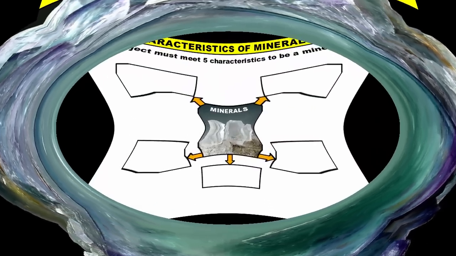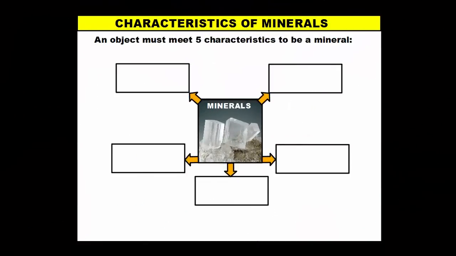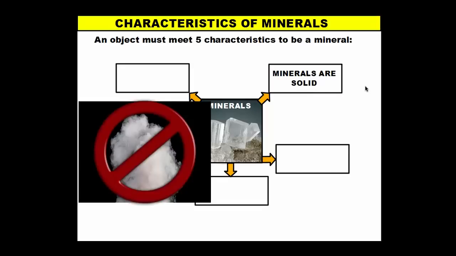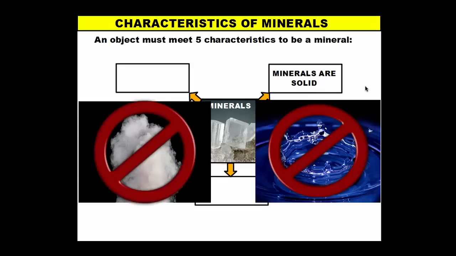So let's get started. Now if you have an object and you wonder if it's a mineral, there are 5 characteristics that something must meet in order to be classified as a mineral. The first characteristic we'll mention is that all minerals are solid. So this means that a mineral cannot exist in a gas or liquid state at any time. It must be solid at all times.